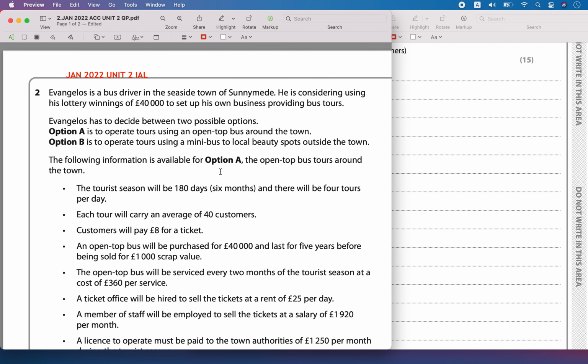Hello, today we are solving the Jan 2022 Unit 2 IAL paper. Question number 2. Evangelos is a bus driver in the seaside town of Sunnymead.